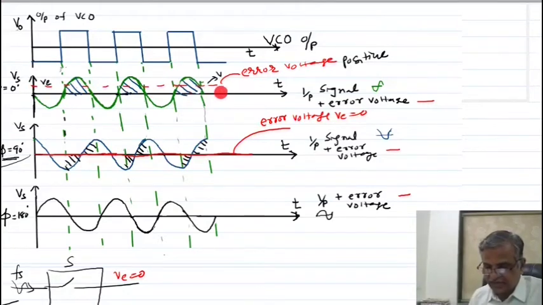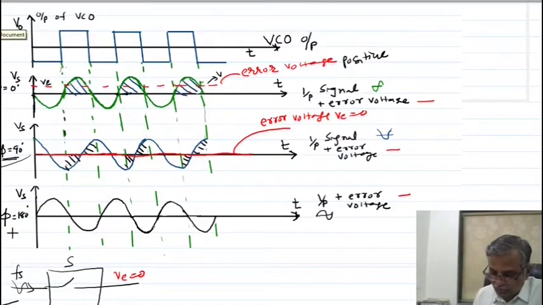So the first diagram shows there is a 0 phase shift between Fs and Fo. The second diagram shows that there is a 90-degree phase shift between Fs and Fo. For a 0 phase shift between Fs and Fo, you will get a positive error voltage. For a 90-degree phase shift between the incoming frequency Fs and Fo, you will get 0 error voltage at the output of the phase detector.